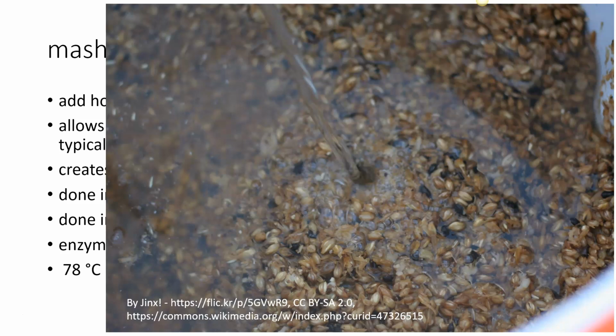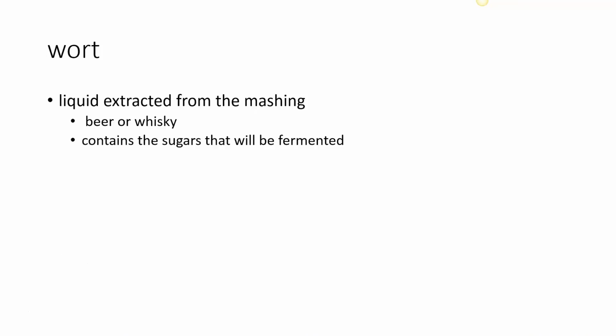Here we've got a picture of water being added to the barley malt. You can see a lot of it is already germinated, and this is going to give us the kind of wort that we need in order to be able to make beer. The wort is the liquid extracted from the mashing process. Wort can be used to make beer. It can be used to make whiskey. It contains the sugars that are going to be fermented. Wort becomes very important.